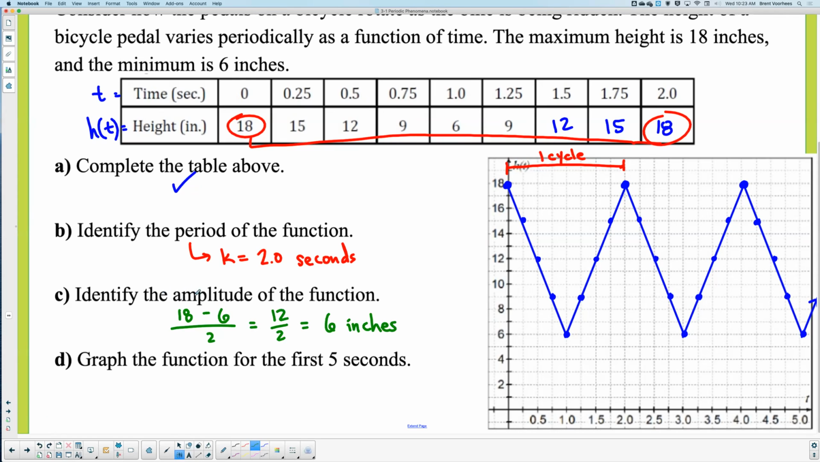By the way, they use the little letter A on this one. That's what you use for amplitude, is the lowercase a. And it says graph the function for the first 5 seconds. Well, we've already done that, so I'll put a check mark there. Questions over that before I send you off to your next DOL? All right, go ahead.